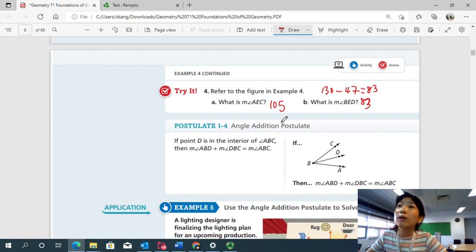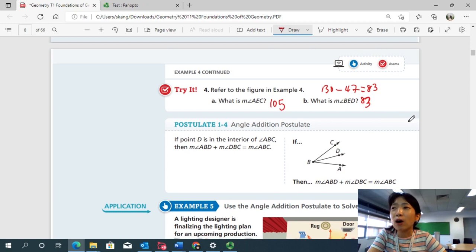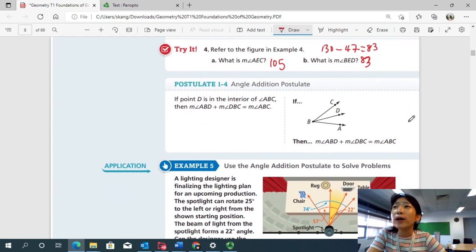Okay, postulate 1-4, angle addition postulate. If point D is in the interior, it means it's between, it's inside the angle, the interior of angle ABC, then the measure of angle ABD plus DBC is equal to the measure of angle ABC. It's very similar to the segment addition postulate.